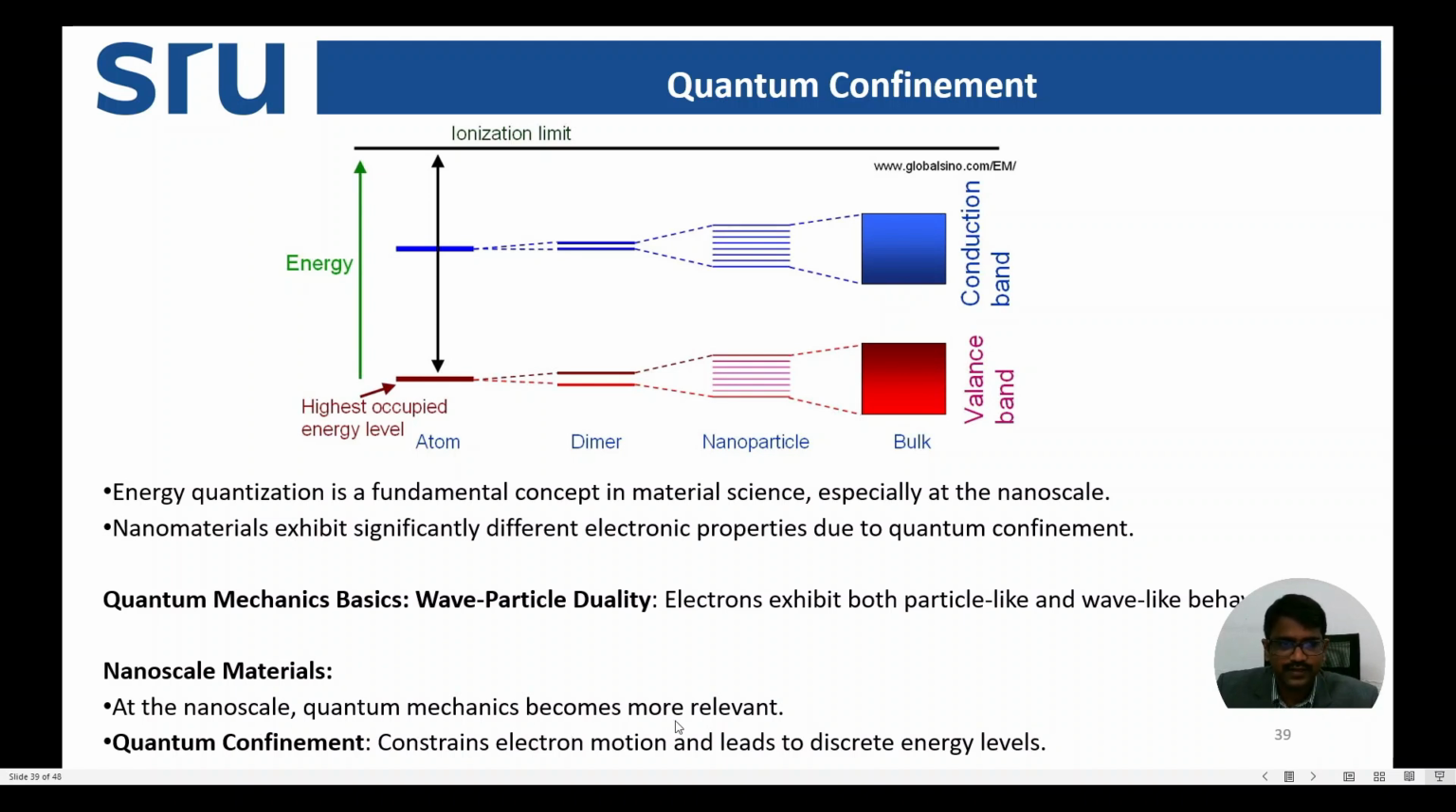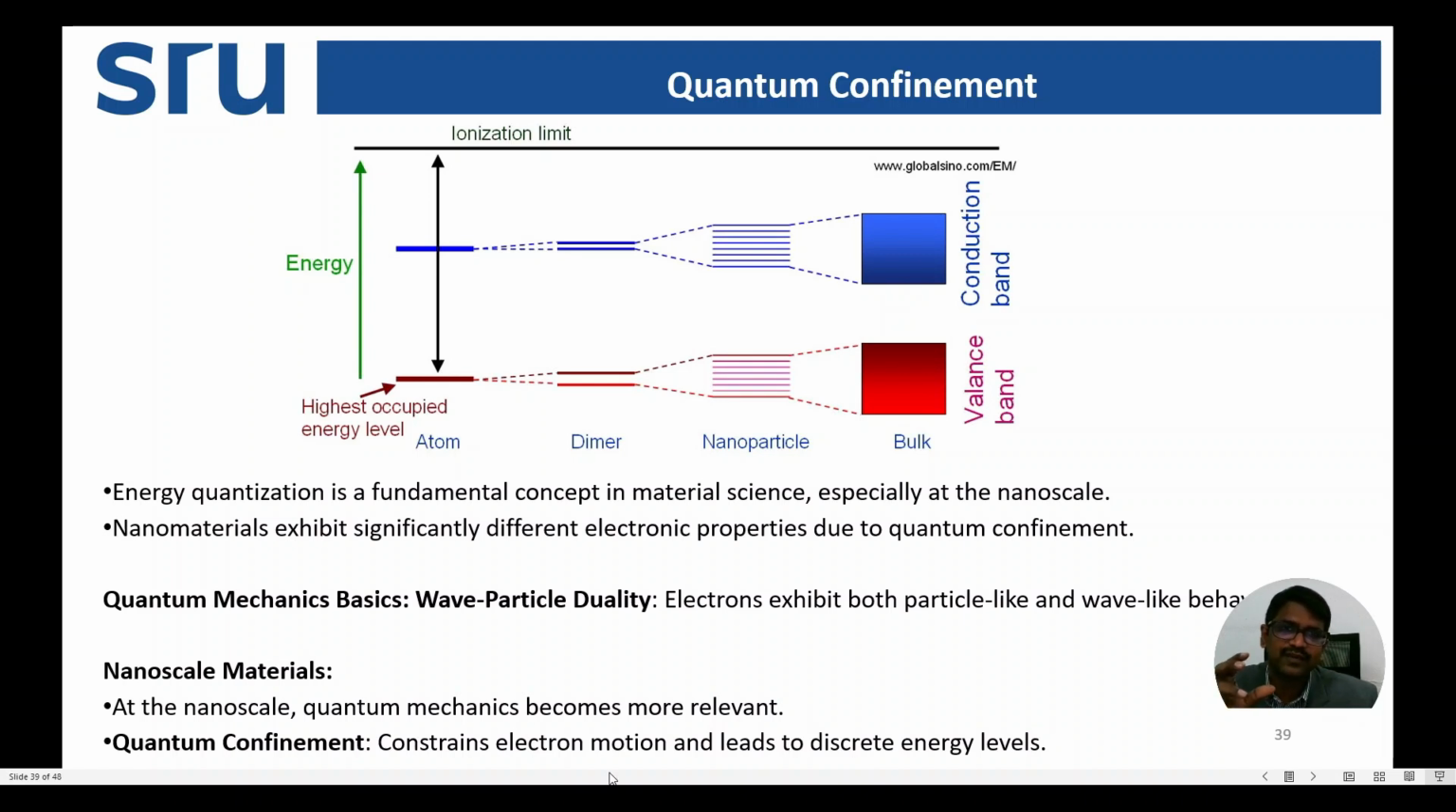That's what I told you, right? At the atomic level, at the nano level, quantum mechanics plays a major role. But Newtonian mechanics, classical mechanics, is applied to larger objects, right? Larger objects, Newton's laws, everything. Okay, so simply, quantum confinement.